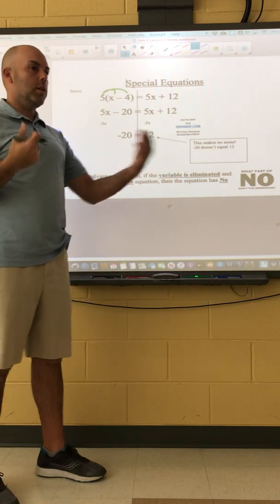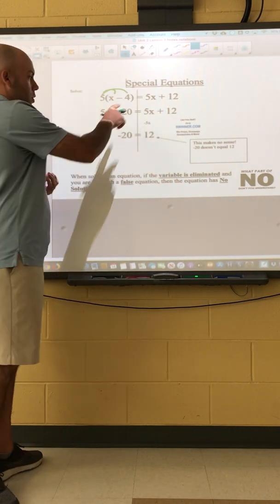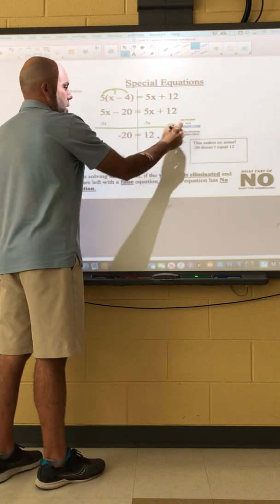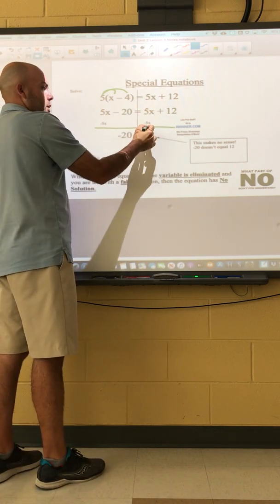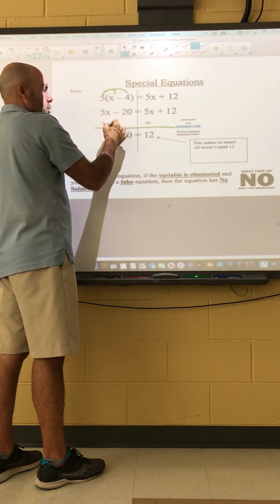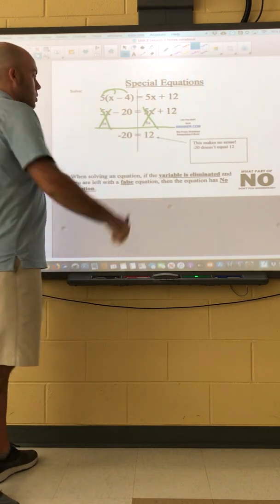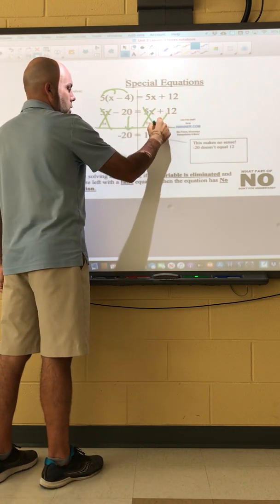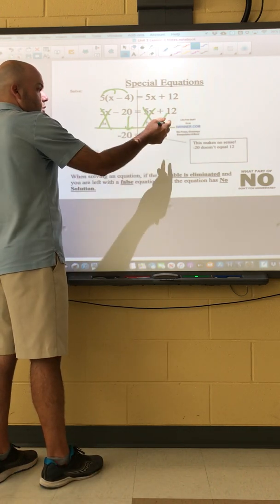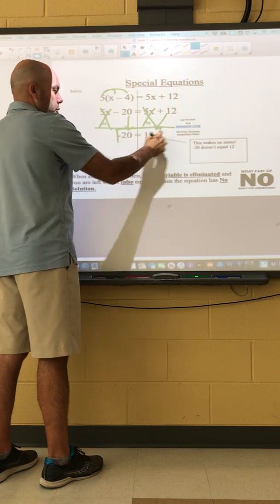Well, now I would try to get the variables on the same side because they're on opposite sides. So I'm going to subtract 5x. But when I subtract 5x on the left, 5x minus 5x, it cancels not on the left, not on the right, but both. So now I would bring the negative 20 down, I'd bring the 12 down. So since there's no x anymore, notice what we're left with.